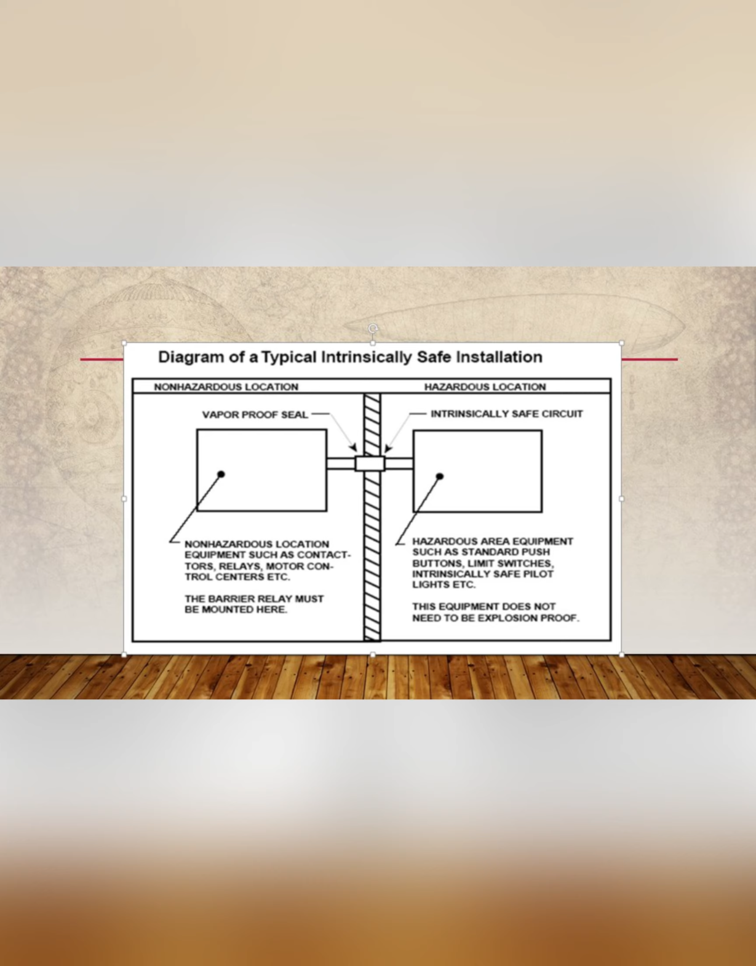At the center and the left side of the box is non-hazardous location equipment such as contactors, relays, motor control center, and etc. The barrier relay must be mounted here. At the hazardous location, at the same side of the box, is hazardous area equipment such as standard push buttons, limit switches, intrinsically safe pilot light, and etc. This equipment does not need to be explosion proof.